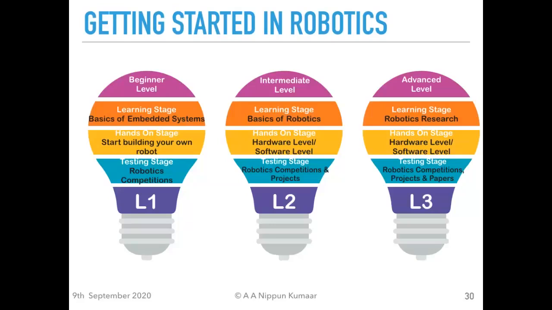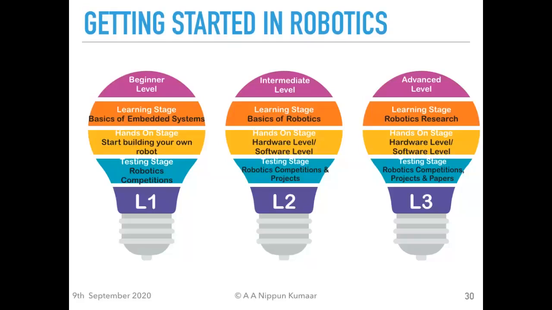It's very simple. The three stages act like a loop. If you are at the beginner level, you will go through iterations of these three stages again and again to learn things. Then you move on to the next level and go through the three stages again and again. That's the idea. The three stages are the learning stage, the hands-on stage, and the testing stage. That is common for all the different levels. But what you learn, what you try hands-on, and what you test will be different for L1, L2, and L3.